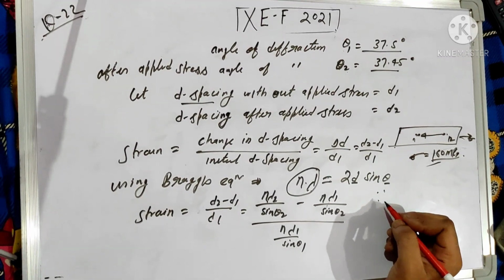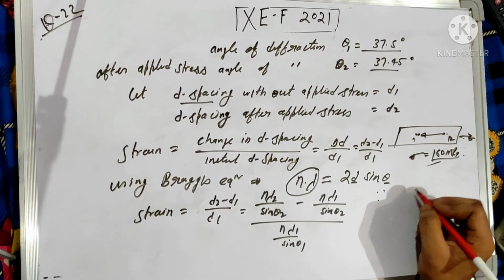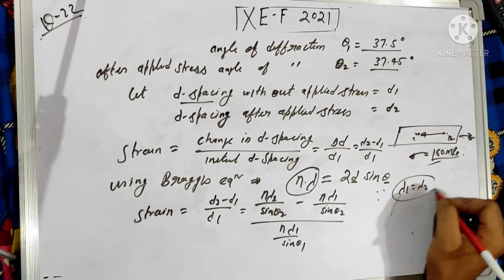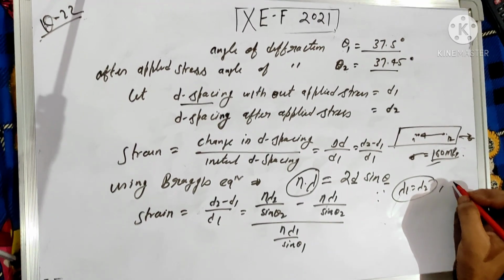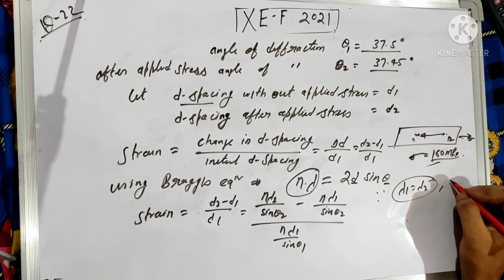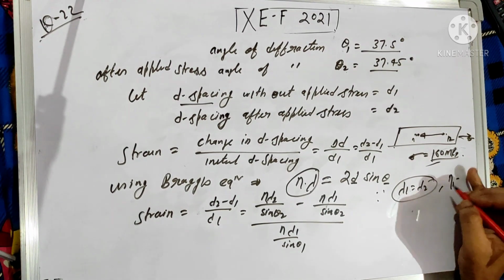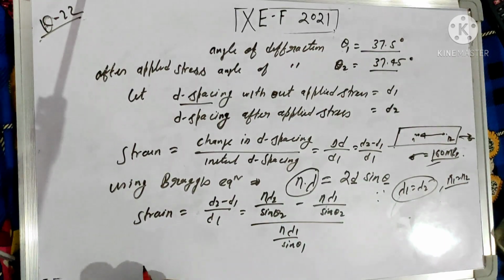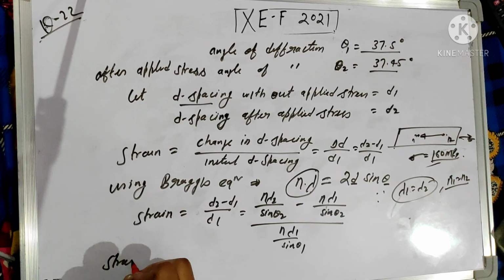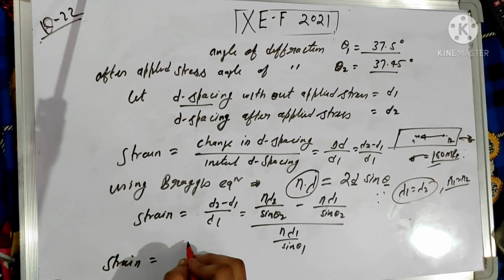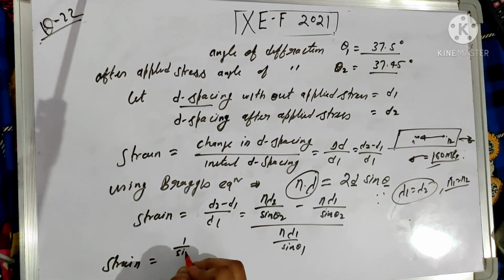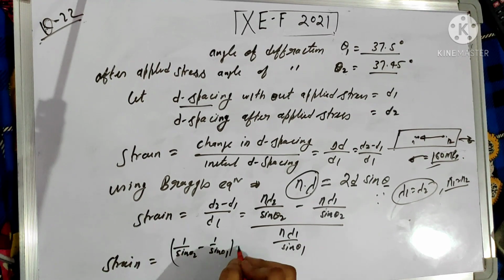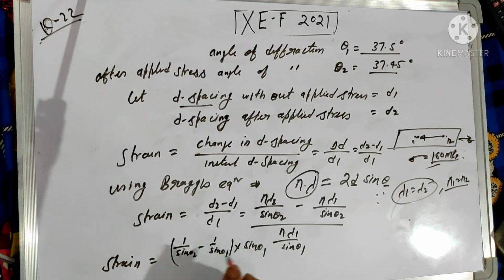The wavelength of the X-ray remains the same, that means lambda 1 is equal to lambda 2, and also the order of the d spacing remains the same, n1 is equal to n2. So the strain produced in the polymeric sample is equal to 1 upon sin theta 2 minus 1 upon sin theta 1, into sin theta 1.